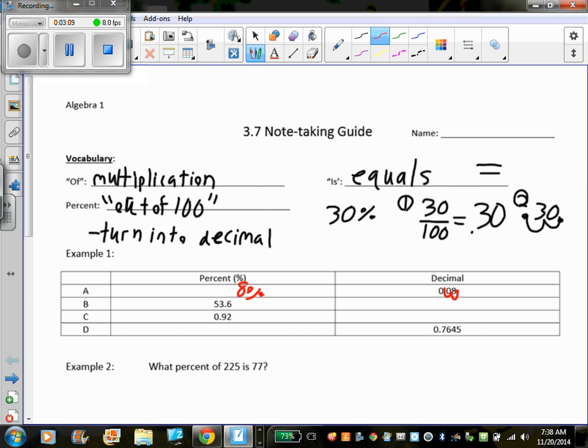If we start with 53.6%, we move the decimal place twice to the left, and that gives us 0.536. On this one, if we start with 0.92%, we again move the decimal place 2 spaces to the left. Any extra spaces we create, we put a 0 for, so we end up with 0.0092. And starting with this decimal, 0.7645, since we're going from decimal to percent, we'll move to the right twice, putting us at 76.45%. There it is. So we need that decimal conversion happening because we don't want to use percents actually in these problems.